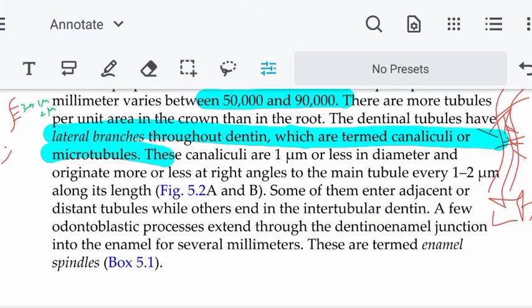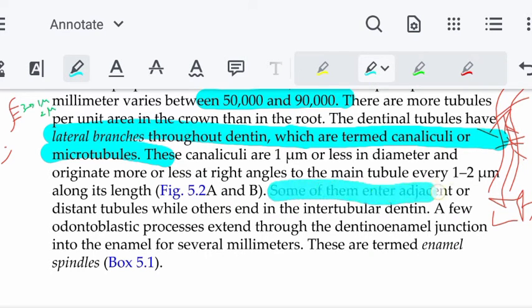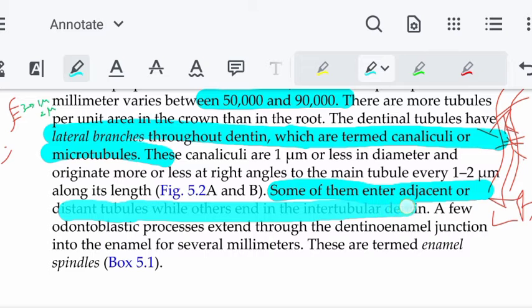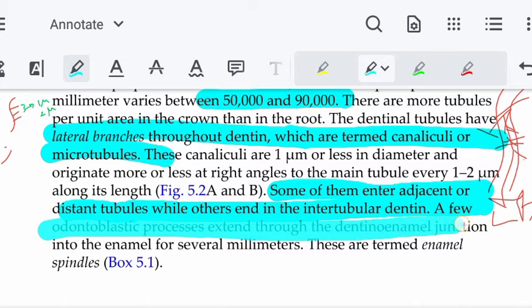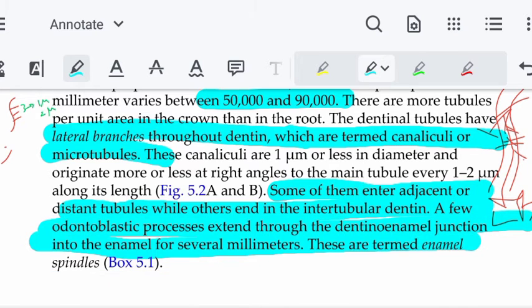A few odontoblastic processes extend through the dentinoenamel junction into the enamel for several millimeters. These are termed enamel spindles. So this line is very important here. These canaliculi or microtubules enter adjacent or distant tubules and anastomose with one another in the intertubular dentine. A few odontoblastic processes extend through the dentinoenamel junction into the enamel for several millimeters. These are termed enamel spindles.